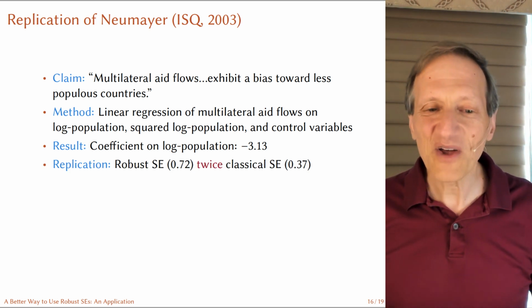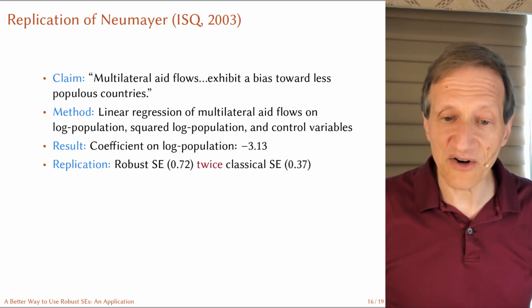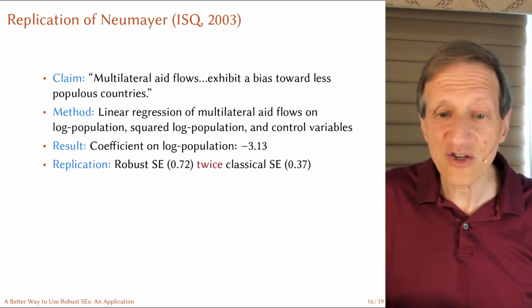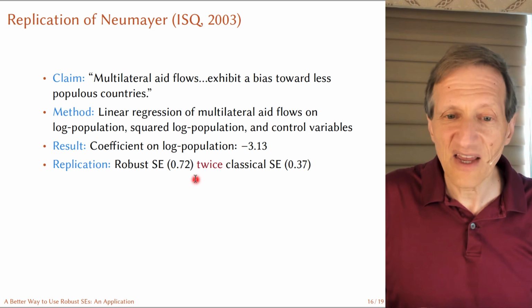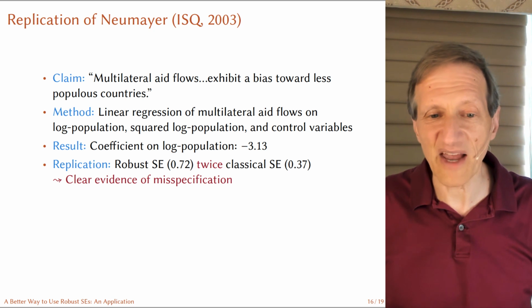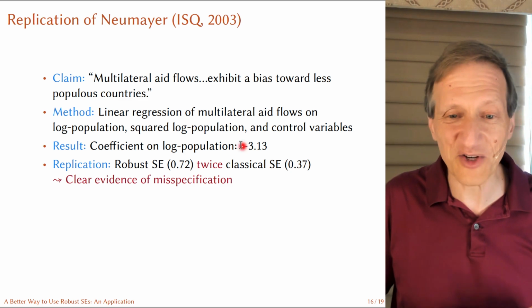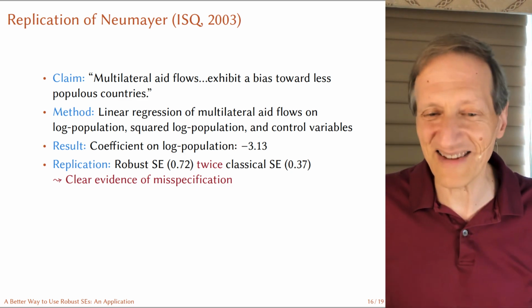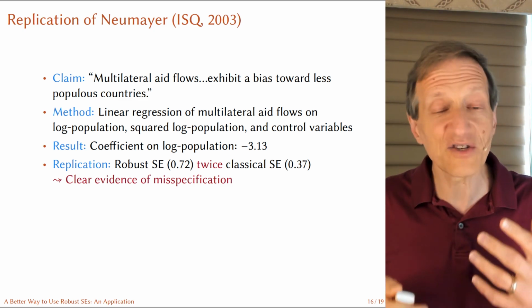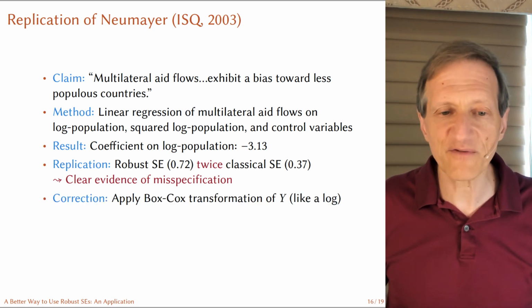Okay, so we replicated the model, and we showed that the robust standard errors were actually twice the size of the classical standard errors. That's big, okay? So for this coefficient, this is the classical standard error, but the robust standard error was really a lot bigger. That doesn't necessarily indicate a change in the significance of this coefficient, because it's still more than twice the standard error, but it does very clearly indicate that there's something wrong with the model. So it is a clear indication of misspecification. So we went out to look for the misspecification.